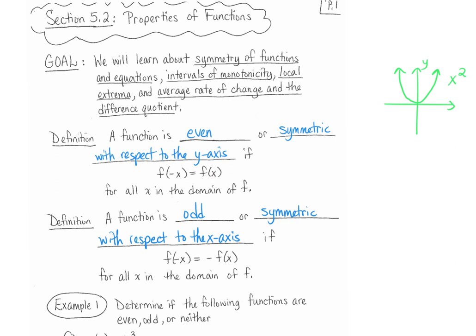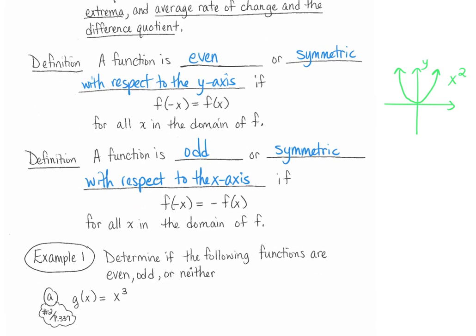So a function is even or symmetric with respect to the y-axis if f of negative x is equal to f of x for all x in the domain of your function f, which means when you substitute in negative x into your original function, you get your original function back algebraically. And an example of an even function that's symmetric with respect to the y-axis is x squared, because it looks the same on either side of the y-axis.